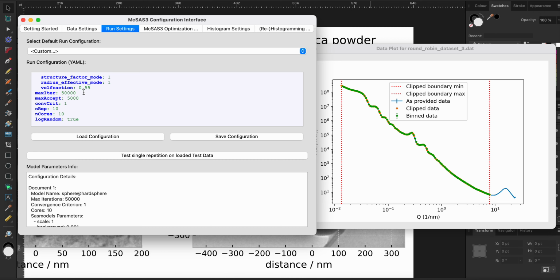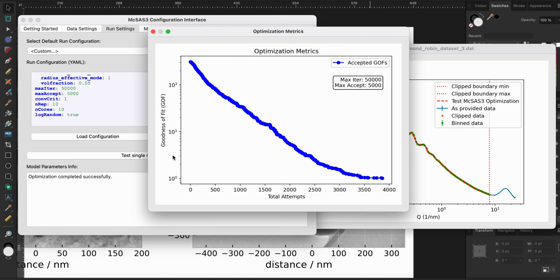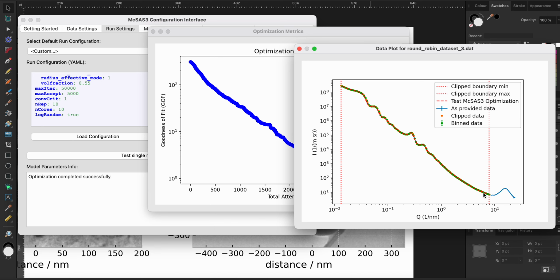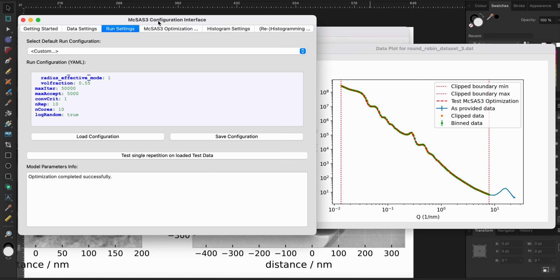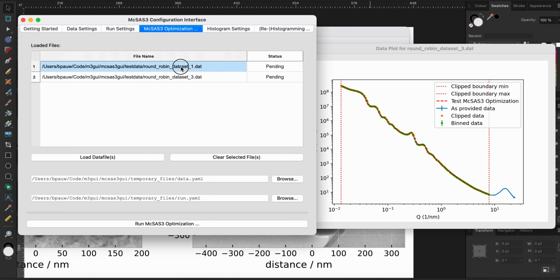Maximum number of iterations, 50,000. Don't want to go overboard with this. But stop if you reach 5,000. It won't do that, but just to be on the safe side. And I have my random logarithmic number picker selected. So I can test that one. You can see that it will actually work within a reasonable amount of time. And that fits the data quite perfectly. I wouldn't show it otherwise.